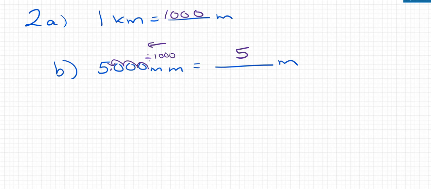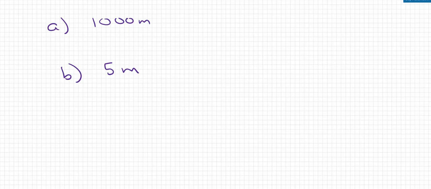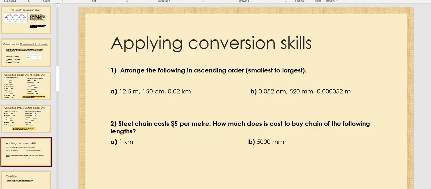Now that I have converted my units, I need to work out the cost. So if I have 1 kilometer, which we know is 1,000 meters, and it costs $5 per meter, I just have to multiply 1,000 by 5 to work out the cost. And the same with this one. If 5,000 millimeters is 5 meters, just go 5 times the cost, which is $5, to work it out.